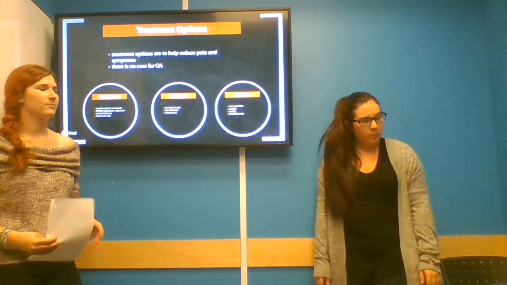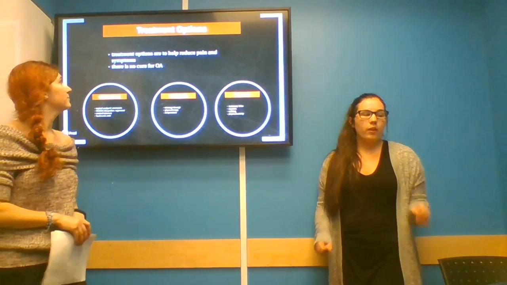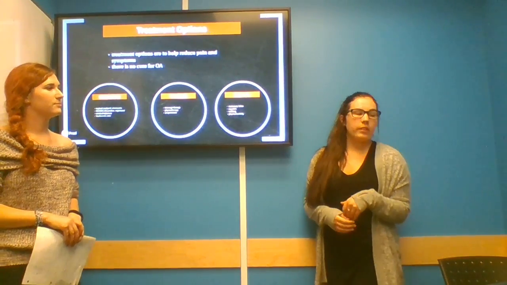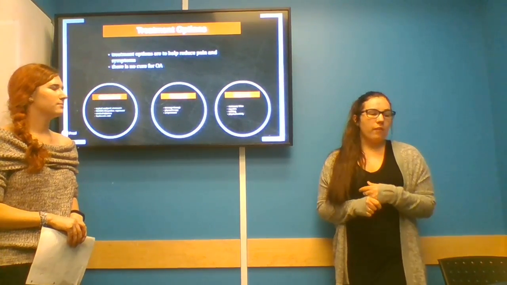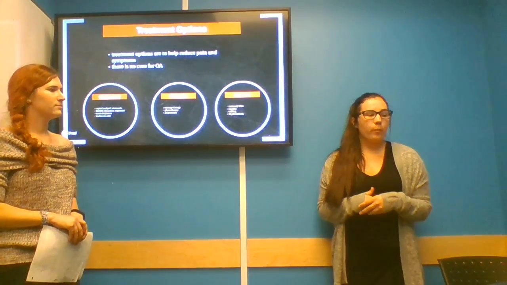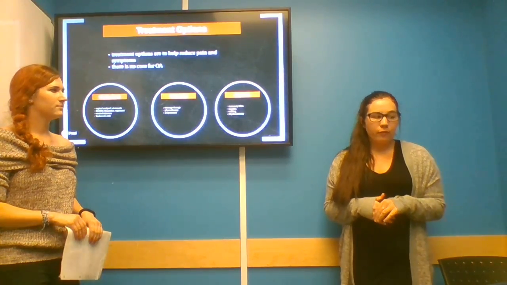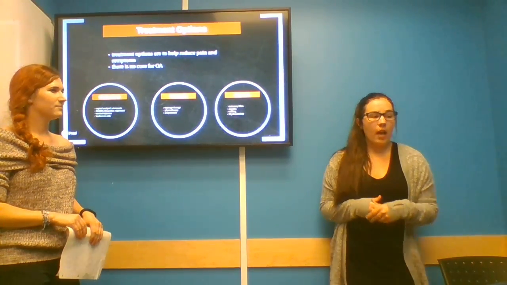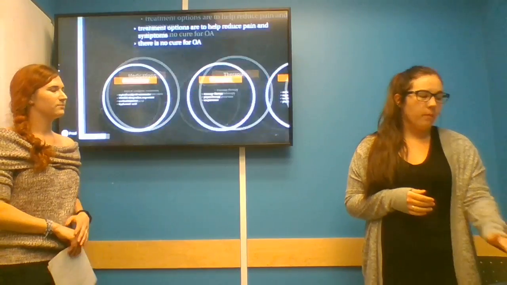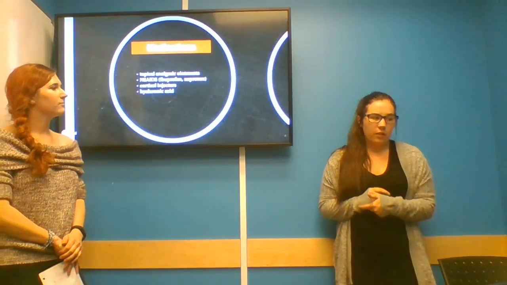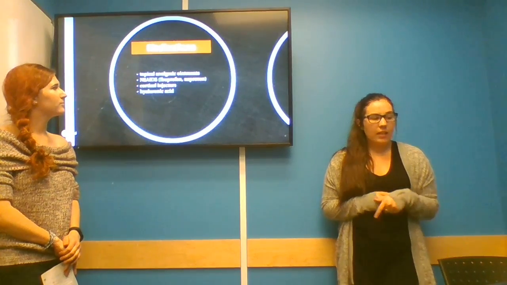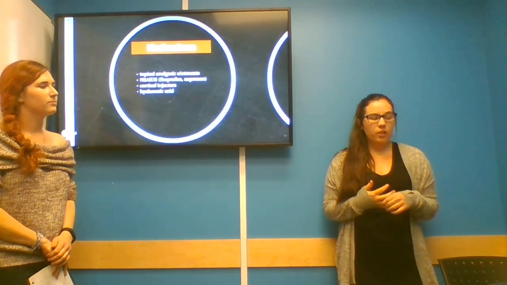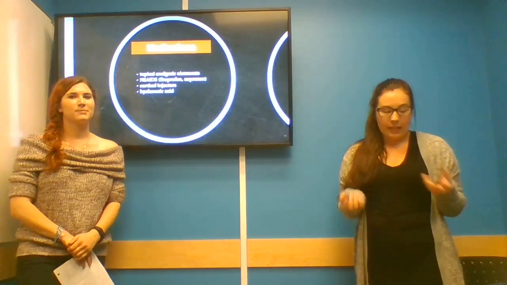So, some treatment options for OA. There are only treatment options to reduce the pain and the symptoms, but there is no cure for OA. Everything that is listed is to prevent further injury and help reduce the pain and the symptoms. There are different medications that you can take, such as topical analgesic ointments, NSAIDs, cortisone injections, and hyaluronic acid.